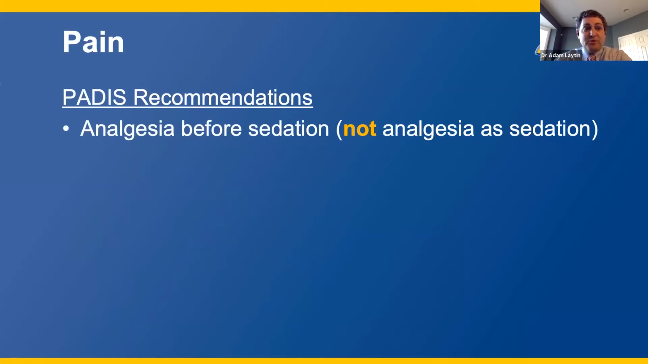And so using either a self-reported pain scale or an objective measure like the behavioral pain scale, make sure that your patient's pain is under control. And then once they have their pain adequately controlled, then think about if they still have agitation that's requiring sedation, and think about using a second agent for that.